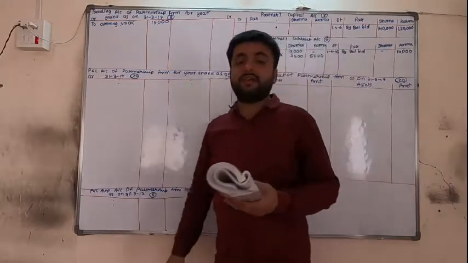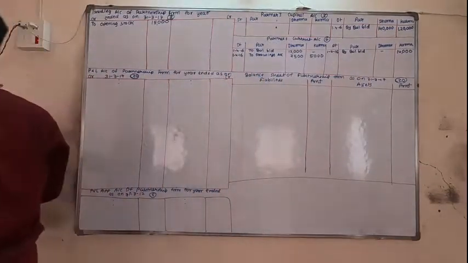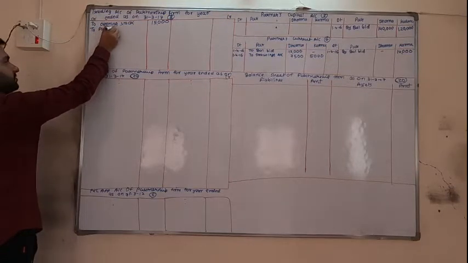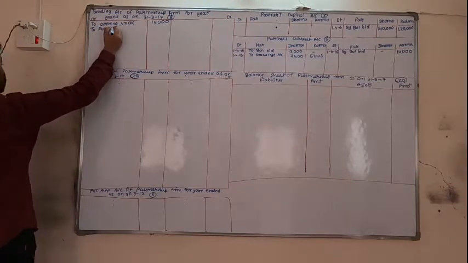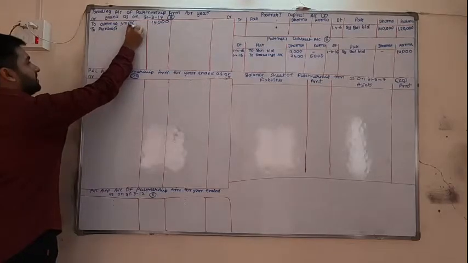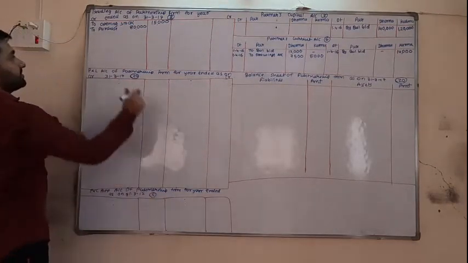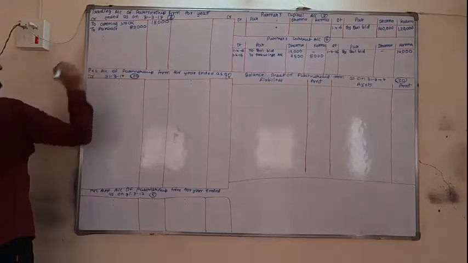After that we are having purchase. Purchase is debit of trading, so to purchase in the inner column 80,000. Now friends, we are having one adjustment and one purchase return, so leave 4 lines.